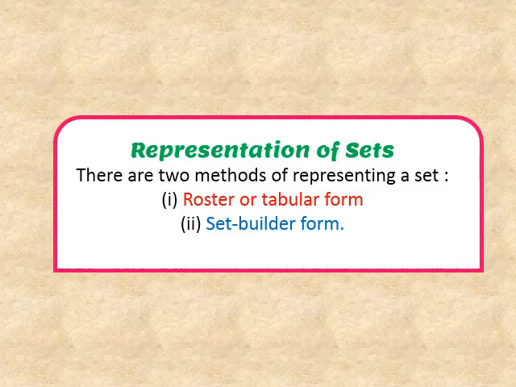Now I told you that today we are going to learn about how to represent a set, that is representation of sets. So there are two different ways of representing a set. Okay, two different ways. First is called roster or tabular form, and the second one is called set builder form. Now let me tell you what is their meaning.